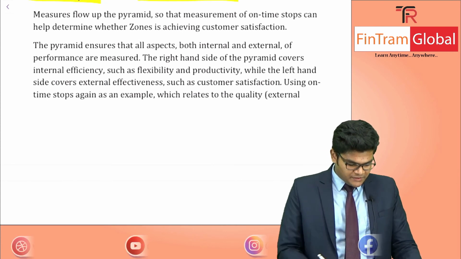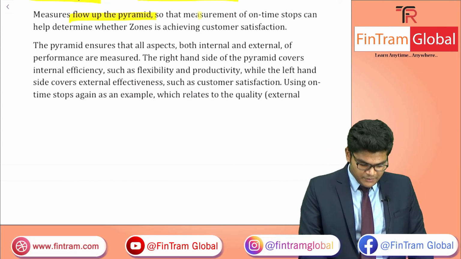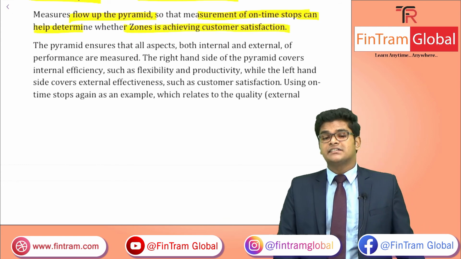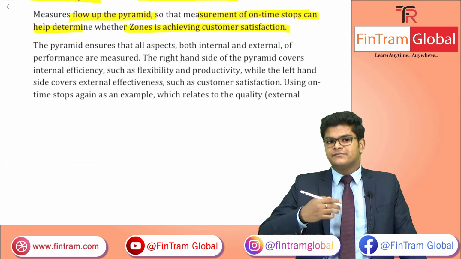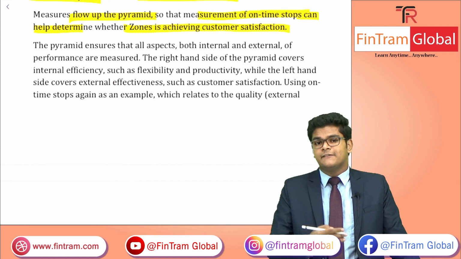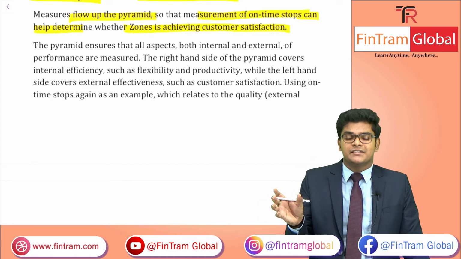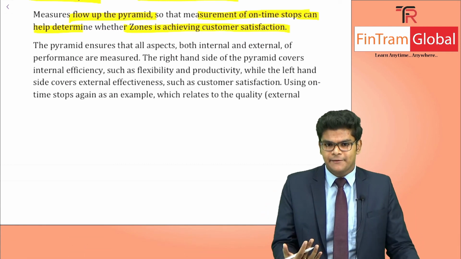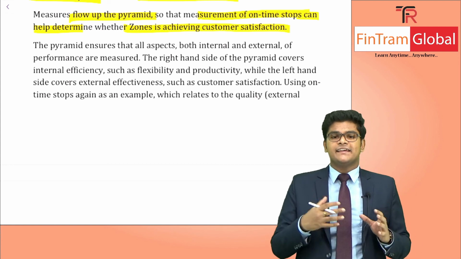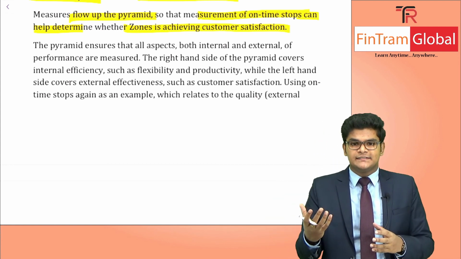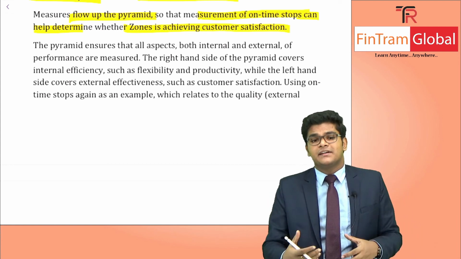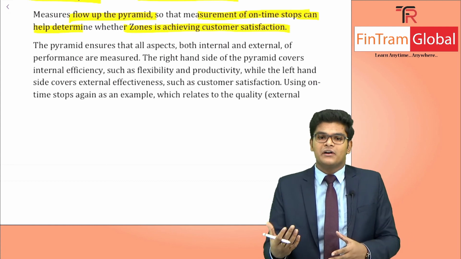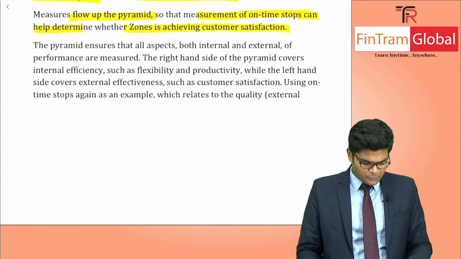Measures flow up the pyramid. So the measurement of on-time stops can help determine whether Zones is achieving customer satisfaction or not. So I've spoken about objective. The objective in the financial aspect in level 2 would be to maximize the EVA, whereas the measure that I can use to ensure whether the customer satisfaction has improved is to take a look at the on-time stops. Just providing an example here.